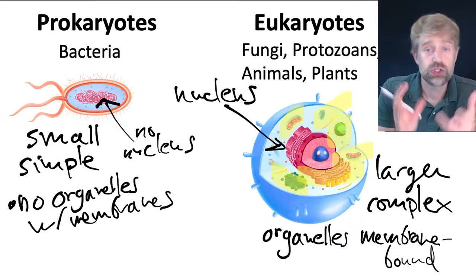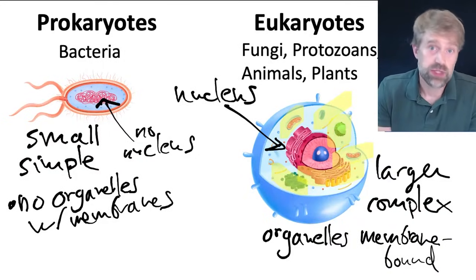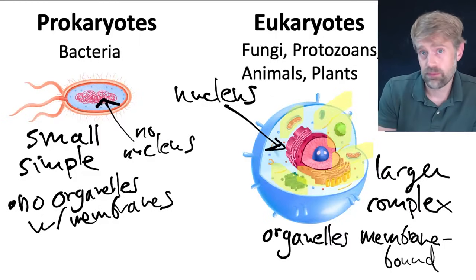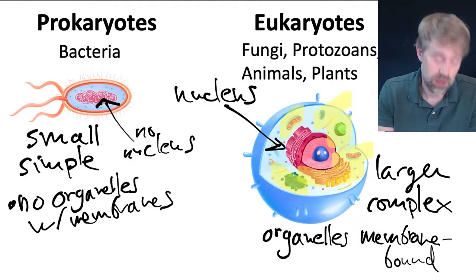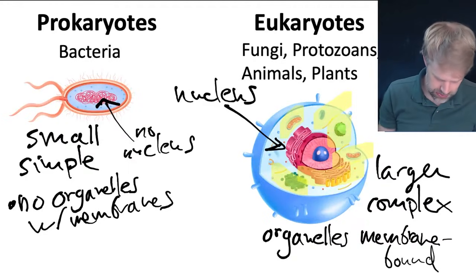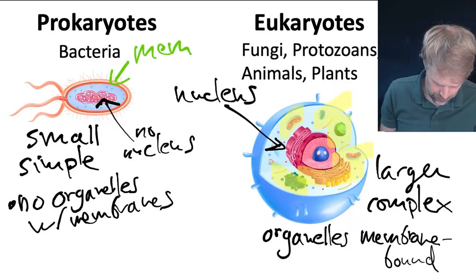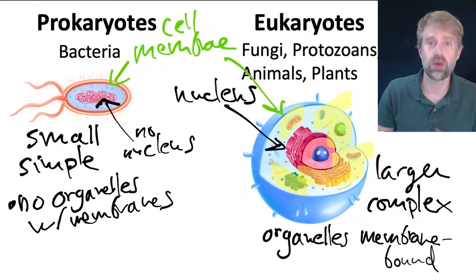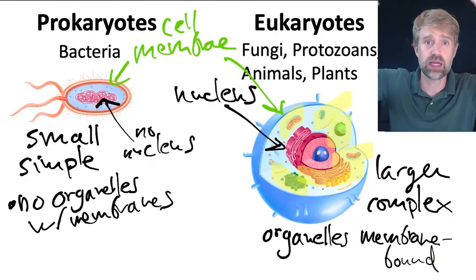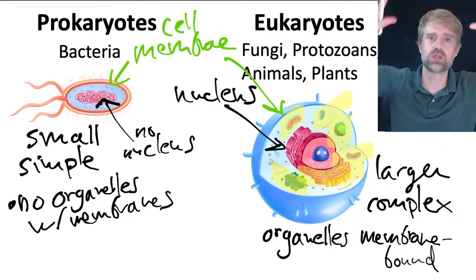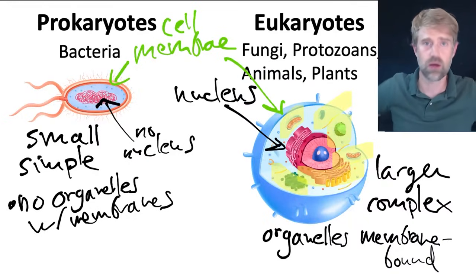Now, prokaryotes and eukaryotes do have things in common. They're both cells. Even though a prokaryote, a bacteria, is simple, it's made of cells. And what do these cells both have? A cell membrane. They both have a cell membrane because the cell membrane keeps the outsides out and the insides in.